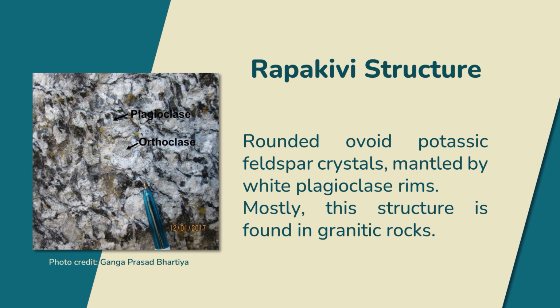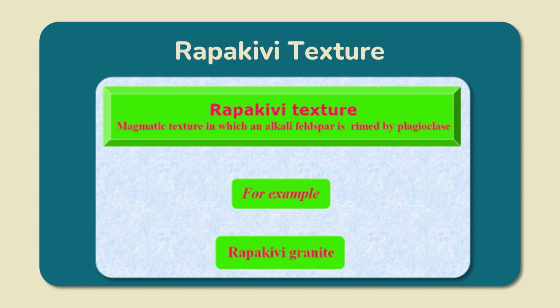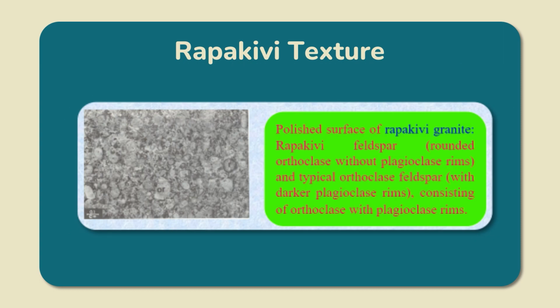Here an example is a field photograph of an orthoclase. Here is the orthoclase in the center, which is ovoid in shape and surrounded by a plagioclase, which is grayish black in color. How does Rapakivi structure form? It's a magmatic texture in which an alkali feldspar is rimmed by plagioclase. An example is Rapakivi granite. Here is the photograph which shows a Rapakivi structure on the outcrop.